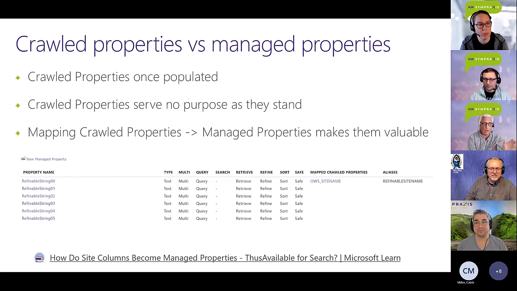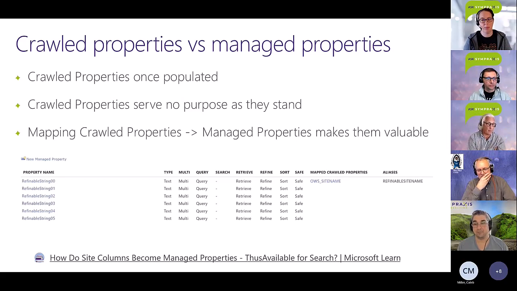If you create a site column and you have values in that site column somewhere, a crawled property will be created that manages the values in the search index for you. Those crawled properties are of no purpose as they're created. They're there, but once they're there, we can do other things with them. So what we do is we map a crawled property to a managed property. We can map multiple crawled properties to the same managed property.